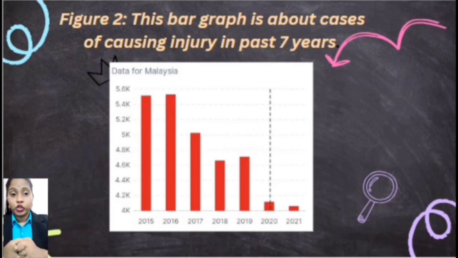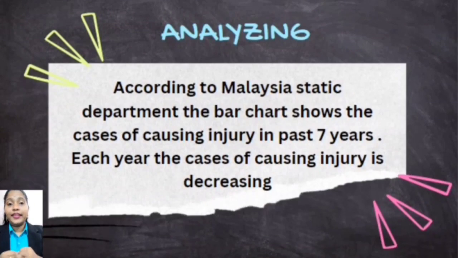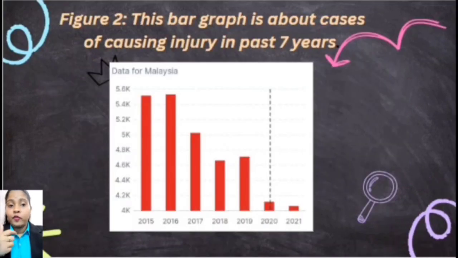Next, we move to figure 2. This bar graph is about cases of causing injury in the past 7 years. According to the Malaysia Statistics Department, the bar graph shows the cases of causing injury in the past 7 years. Each year, the cases of causing injury are decreasing. First and foremost, it's clear that 2016 is the highest record, which is 5.5k. The cases of causing injury in 2015 are slightly the same as 2016 and become the second highest record.